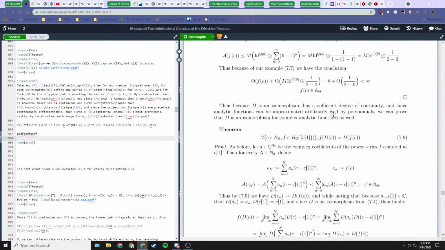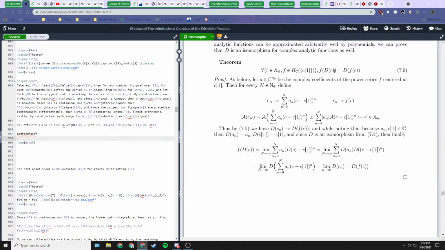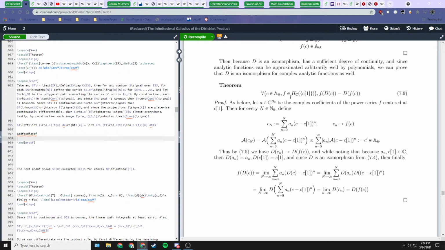This is my last theorem of my previous draft, which is that if you have any function f which is complex analytic at the first projection, so the first value of this C coefficient sequence, which remember is just a point in our space A.